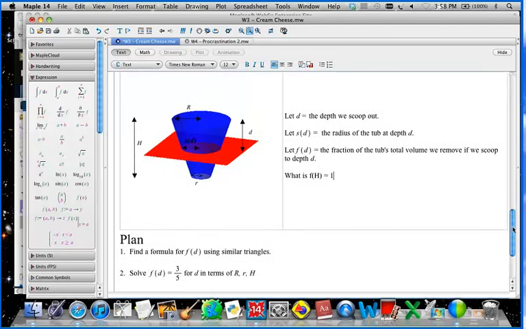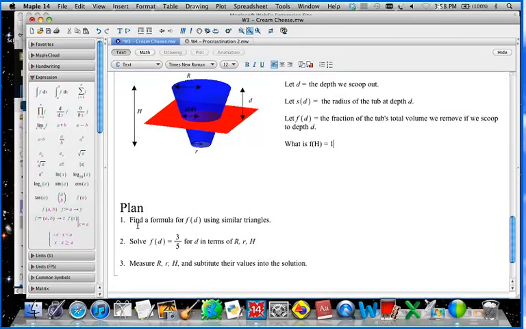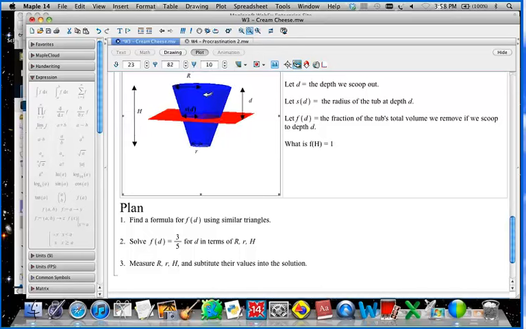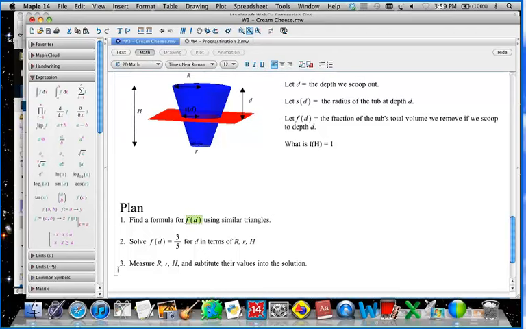All right, with that notation in hand, let's make a little plan here. We're going to find a formula for f of d. In other words, we want a formula for the percent of the tub's total volume we're going to scoop out. And our tool is going to be similar triangles. And I'll show you that in a second. So we're basically going to take this picture, look at it in profile, and make triangles out of this. Once we've got a formula for that, then we're going to set that formula equal to 3/5, because that's the fraction of the tub's total volume that we require, because we wanted 240 grams. We're going to solve that for d. That will be a formula in terms of my other parameters, big R, little r, and h.